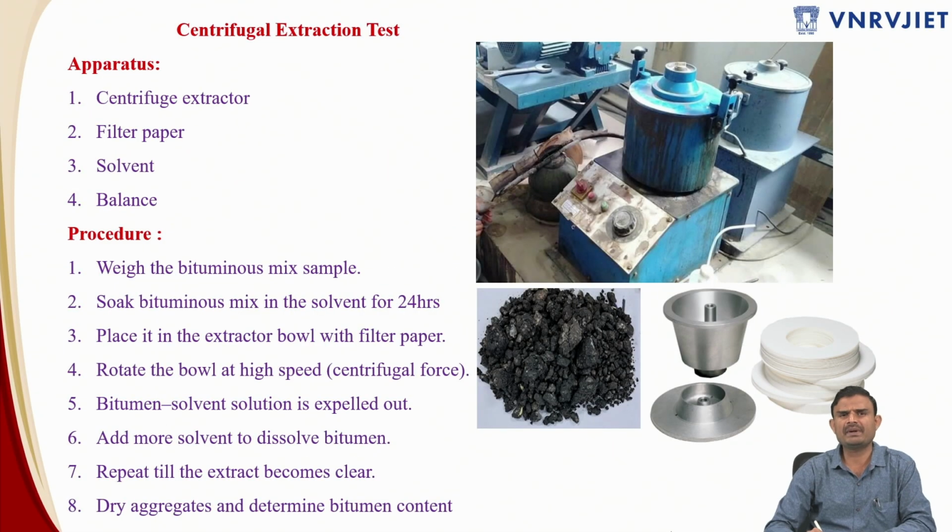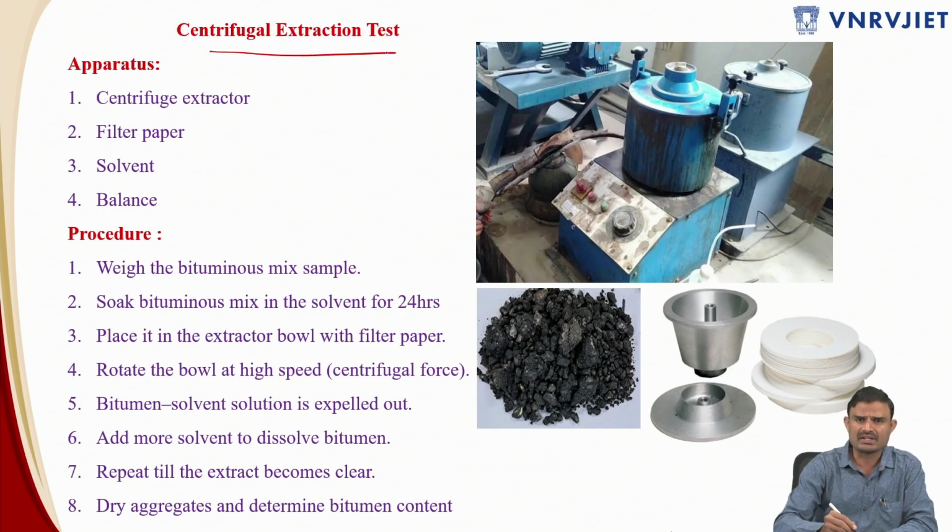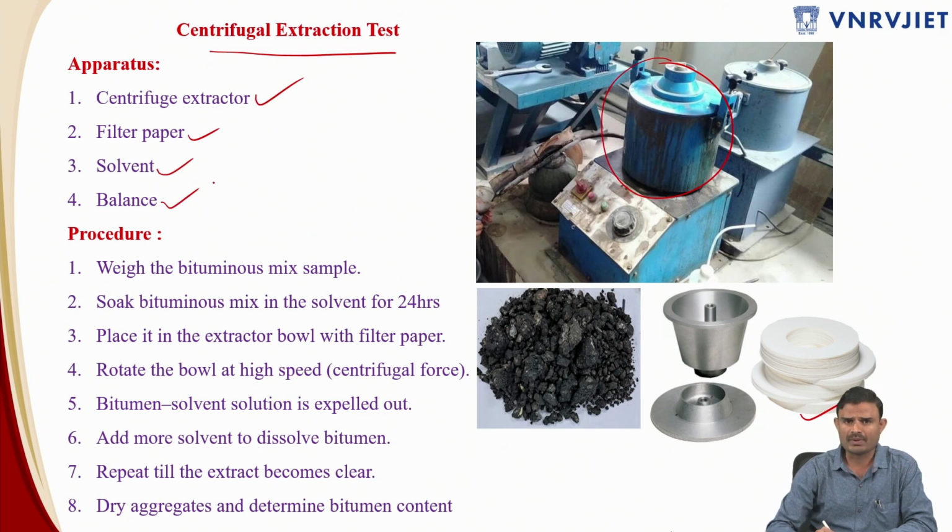This test can be done by basically two methods. One is the centrifugal extraction test, for bitumen extraction. In this you need the following apparatus. One is the centrifugal extractor which is provided here. This is the centrifugal extractor, and you need a filter paper, which is provided here, and you need a solvent along with a weighing balance. These are the components you are supposed to have before conducting this test.